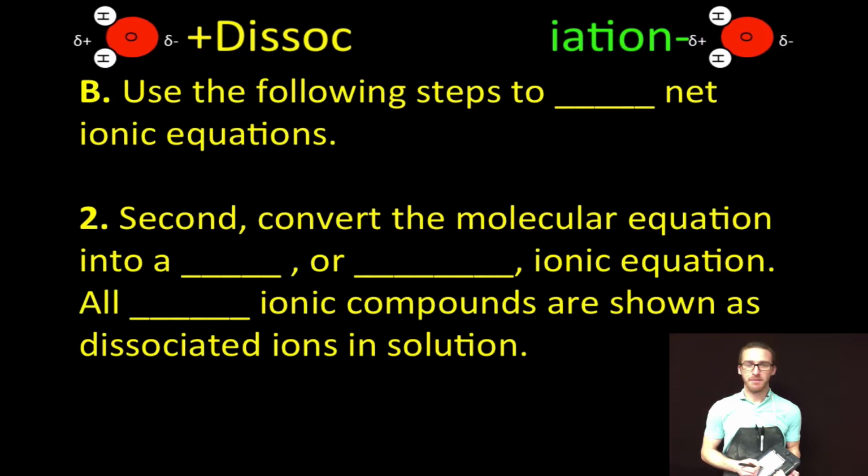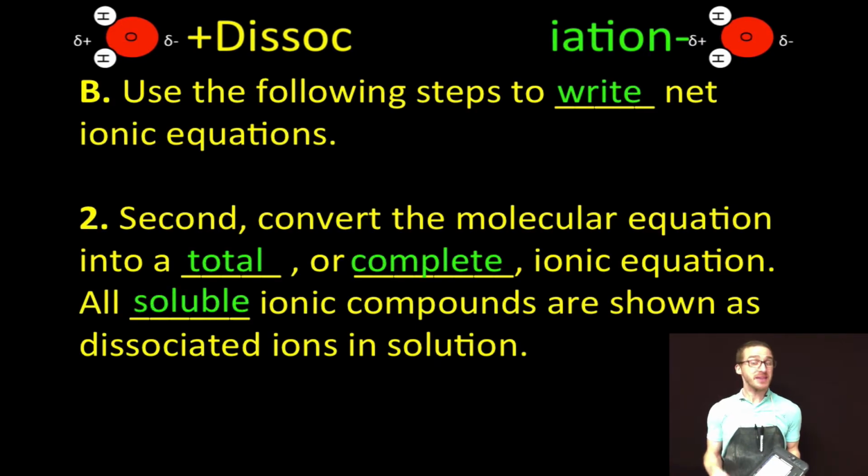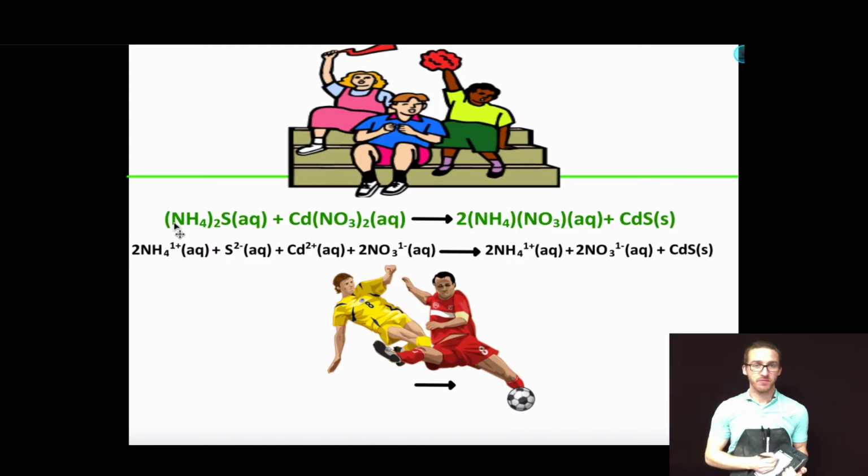Your second step is to convert the molecular equation into what is called a total or complete ionic equation. What you're going to do is separate out all of the soluble ionic compounds and show them as dissociated ions in solution. So here's the second step. I've rewritten this molecular equation in complete or total ionic form. Notice all I've done is taken all of my aqueous compounds and written them out as individual ions. Because in solution, those ions are going to be separate from one another if they're aqueous.